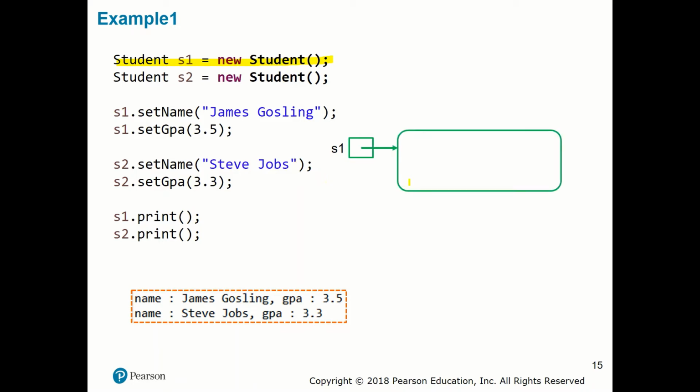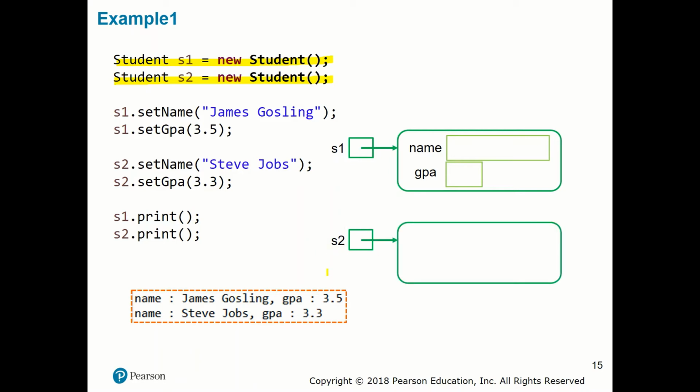Inside the object, since there are two fields, attributes, name and GPA, it looks like this. Name space and GPA space. And likewise, if we create one more object called S2, then the S2 object reference variable will be created and the object itself created. And also inside the object, we have name and GPA fields like this.